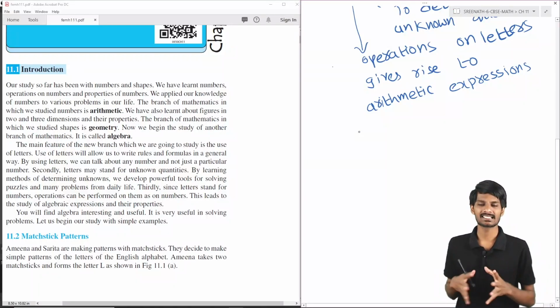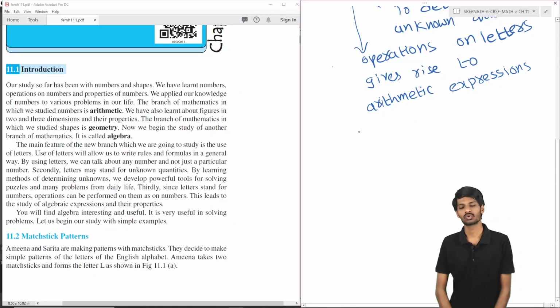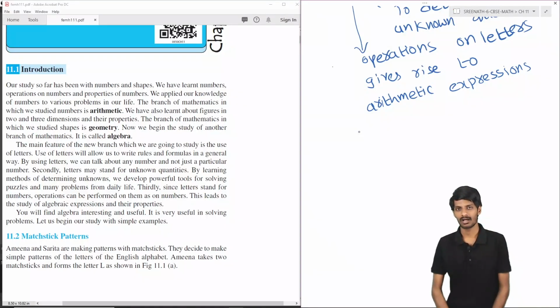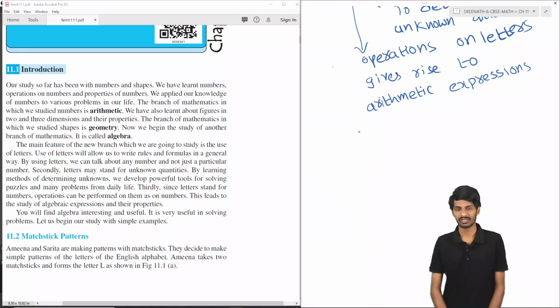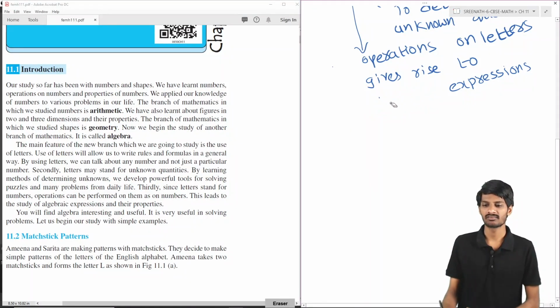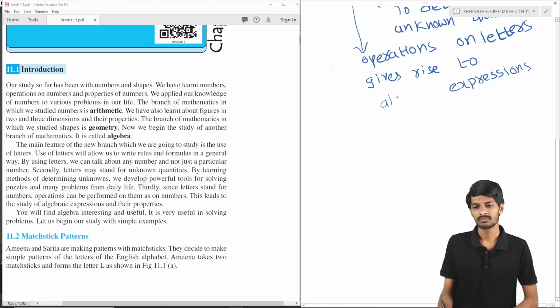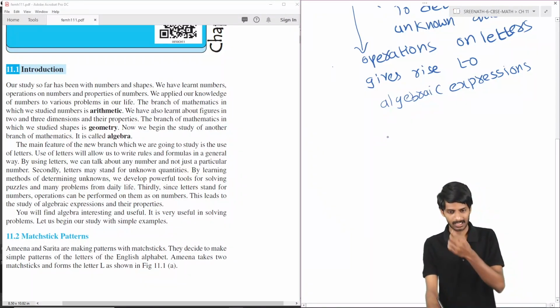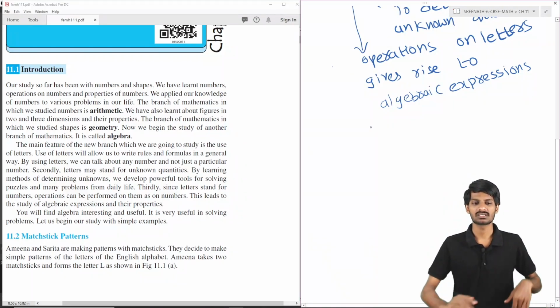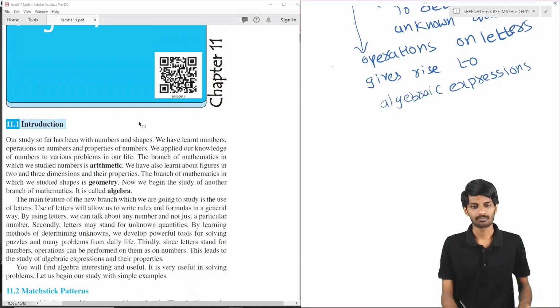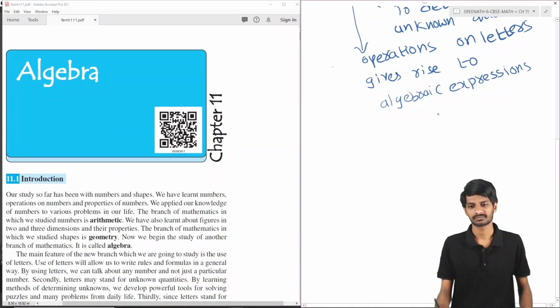Finally in this chapter, we're going to know what are arithmetic expressions and arithmetic equations, variables, and algebraic equations. Not arithmetic, students, it is algebraic expressions, and finally they convert into algebraic equations. So this is all about the introduction to algebra, students.